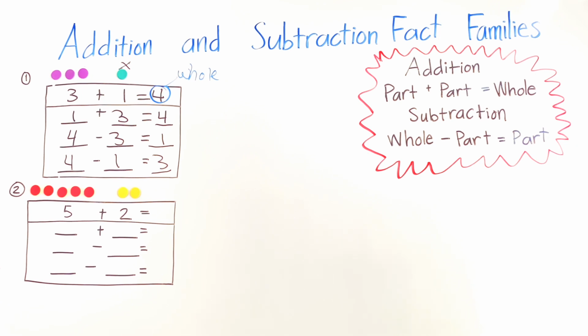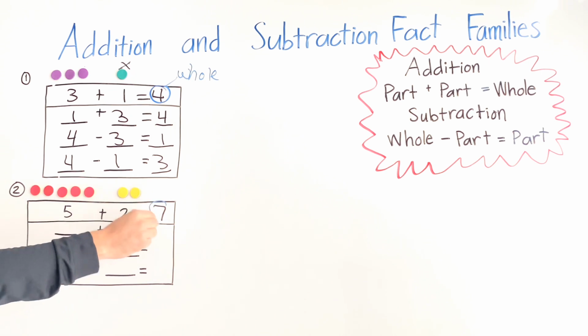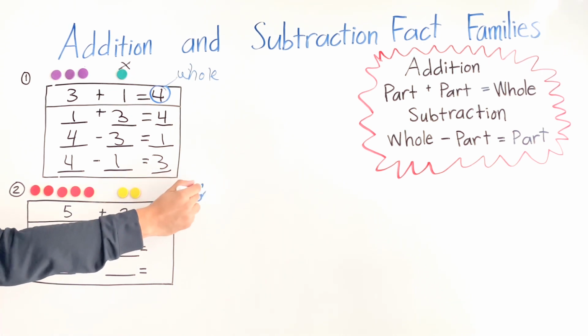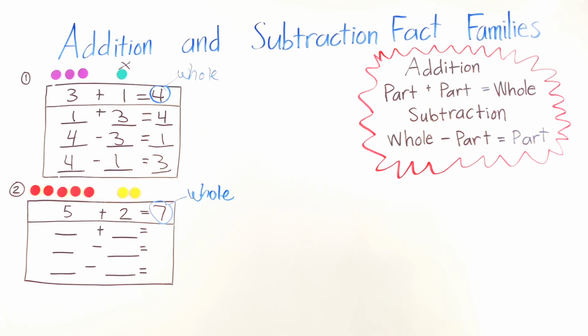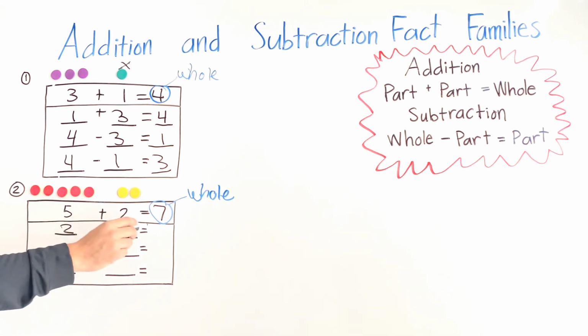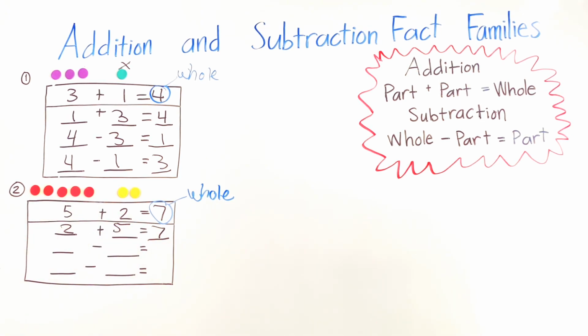Okay. For number 2, we have 5 plus 2. 1, 2, 3, 4, 5, 6, 7. So 7 is going to be our whole. Now, all we're going to do on this one is just switch our parts. So instead of having 5 plus 2, we're going to have 2 plus 5. So we start with 2. 1, 2, plus 5, 3, 4, 5, 6, 7. So we get the same answer as our whole if we switch it.